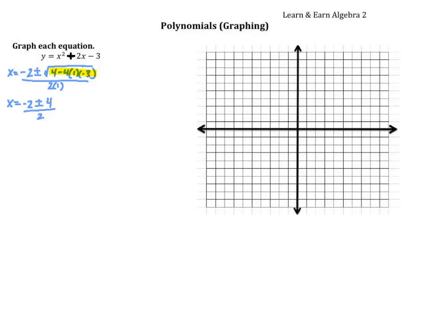Now I need to split this up, so I have x equals negative 2 plus 4 divided by 2, and then x equals negative 2 minus 4 divided by 2. So my x-intercepts are going to be x equals 1 and x equals negative 3. So now I want to go ahead and graph that on my coordinate plane. So I go to x equals 1, and then I go to x equals negative 3.